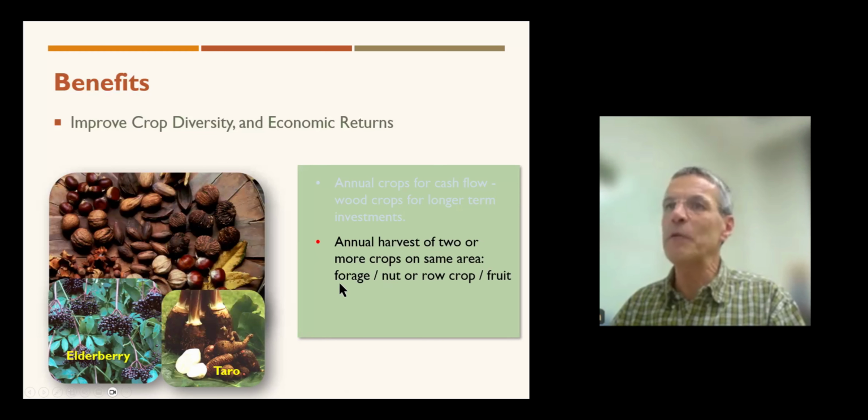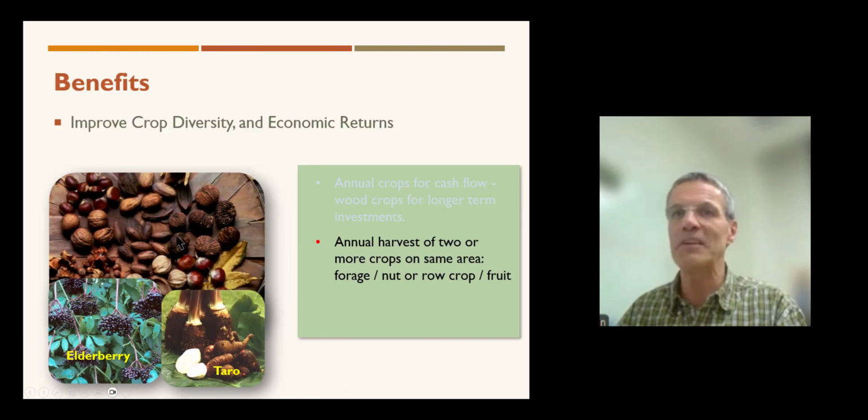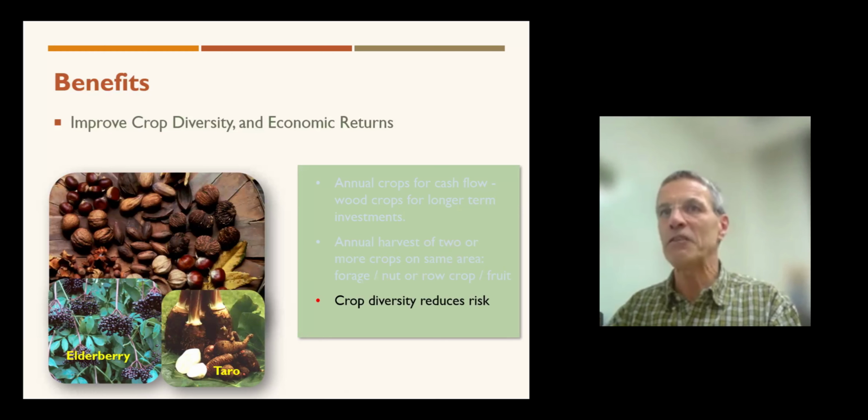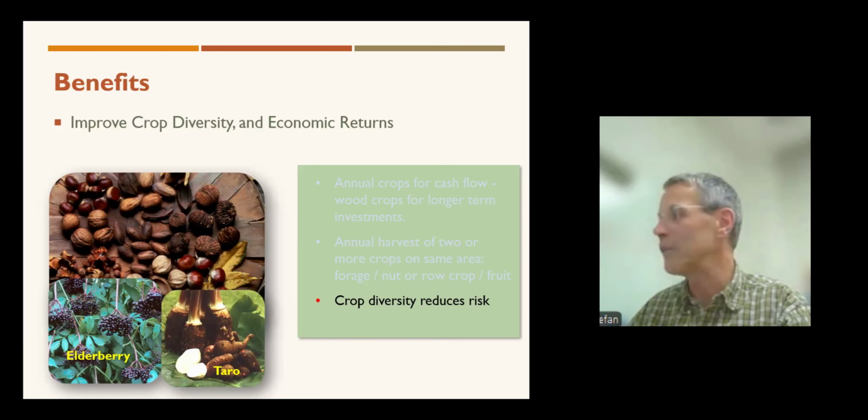Also, in that alleyway, you can have more than one crop. You can have a forage crop and a fruit crop. There are different possibilities on what you can grow, but overall, there's a clear advantage to increasing crop diversity, which automatically reduces the economic risk. If one crop fails, the other one might do well.